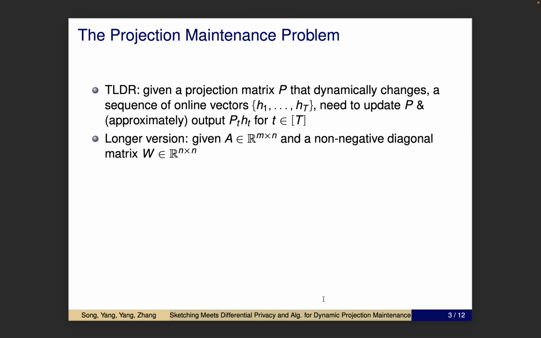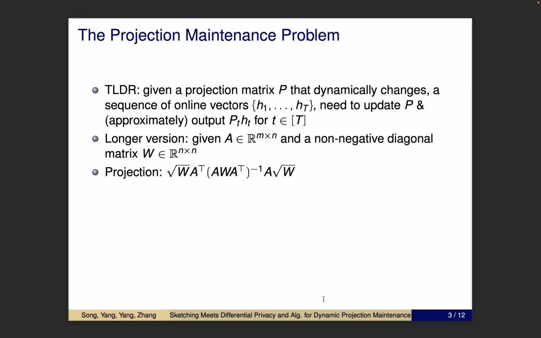For more details, let's see a version in which this data structure is used in linear programming. Suppose you're given a constraint matrix A of size m by n and a non-negative diagonal matrix W of size n by n. Think of this as a slack. The projection matrix is defined as the square root of W times A transpose times (A W A transpose) inverse times A times square root of W. Essentially, the projection is onto the column span of the matrix A times square root of W.